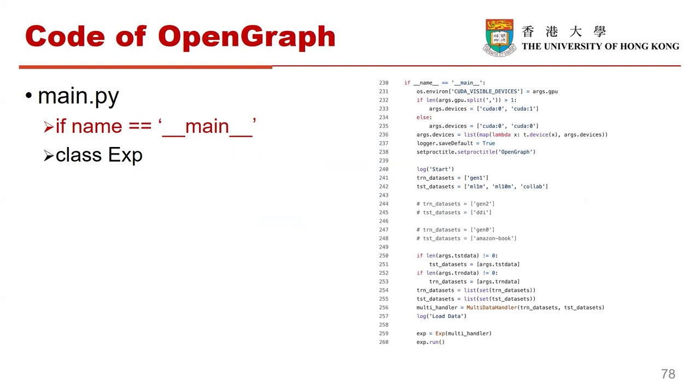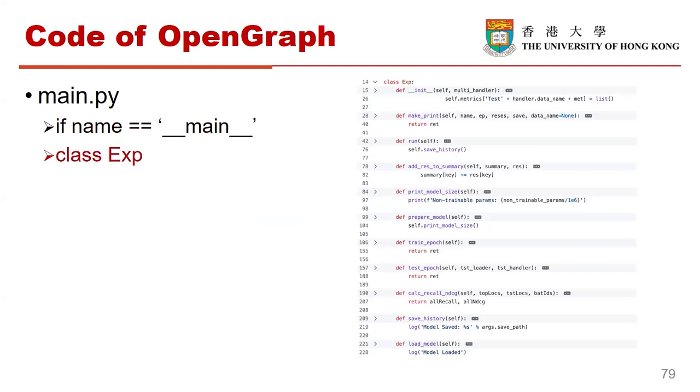In the main file, it is mainly composed of two components. The first one is the if name equals main, which just creates the data handler and calls the run function of the experiment class. And the experiment class contains some important functions. The most important ones are the training and the test functions. It also conducts the evaluation and metric calculations.